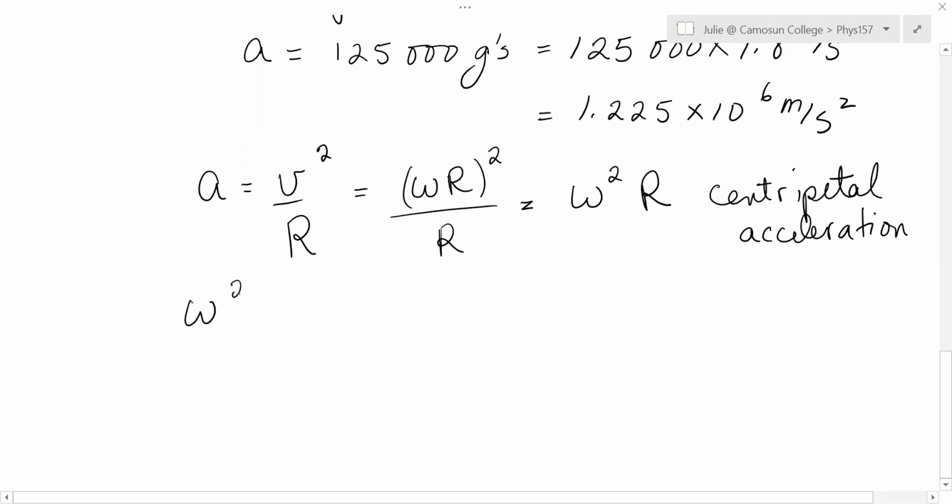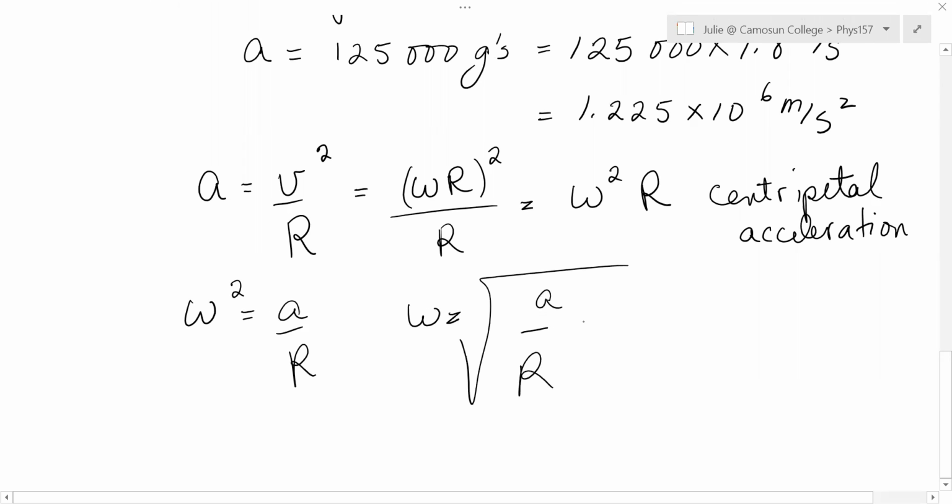So let's solve for omega. It'd be a divided by r. So omega would be the square root of a over r. And we have those two numbers right there. So let's actually work this out.